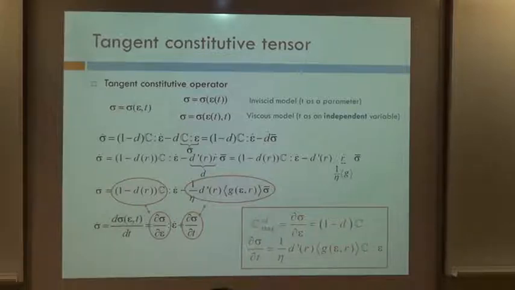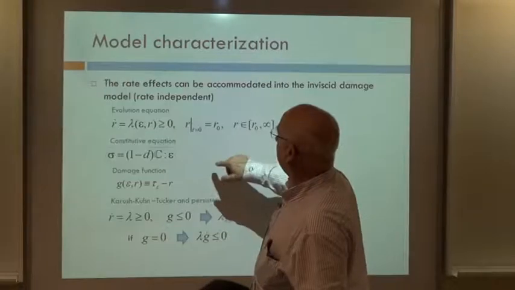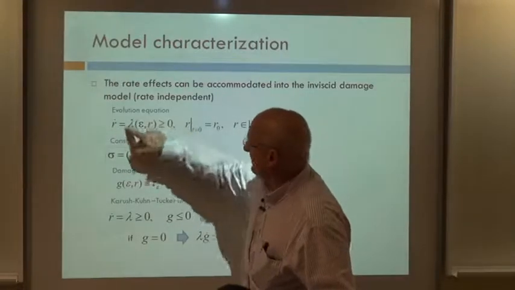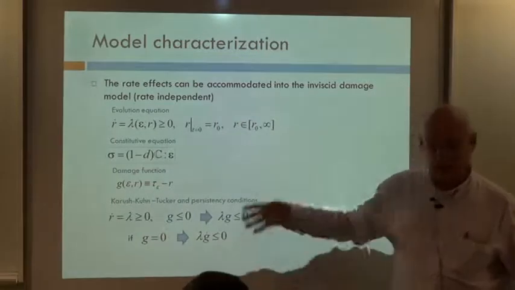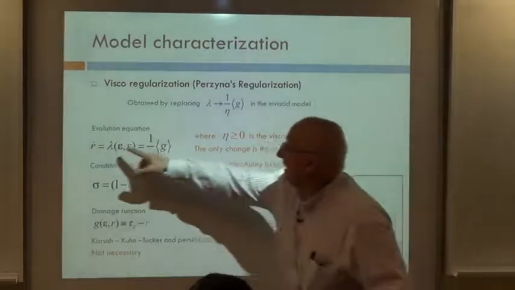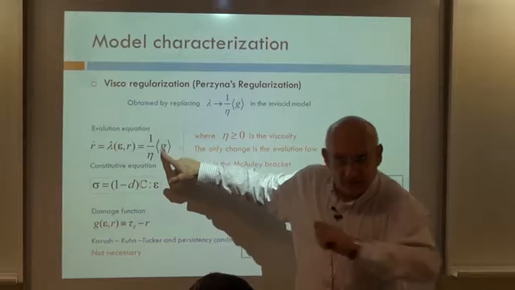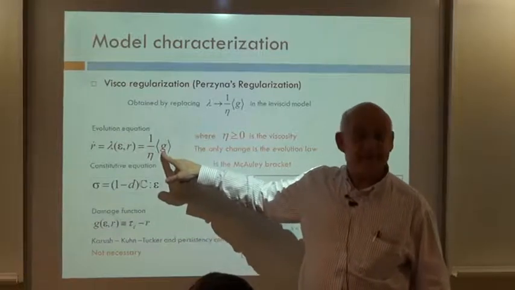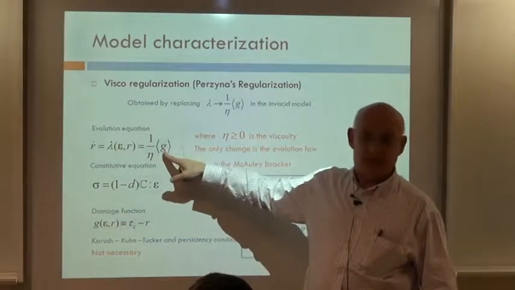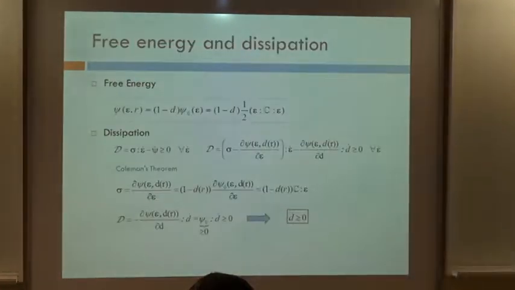What changes is the evolution equations. The evolution equation is what changes. That is the point. I want to emphasize that we have changed the evolution equation. Before, R dot was a function determined by the Kuhn-Tucker conditions with all their implications. We have just changed that: R dot is now 1 over eta times the Macaulay bracket of G. That's the only thing we have changed. And this has enormous implications, at least the ones that we want to introduce.